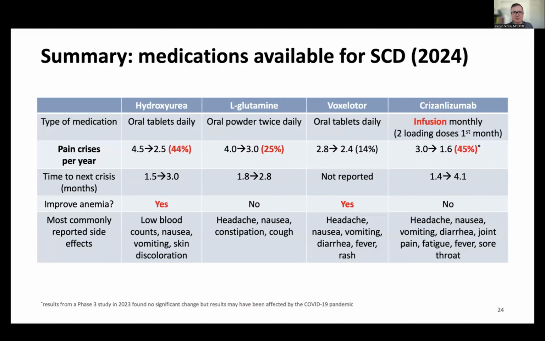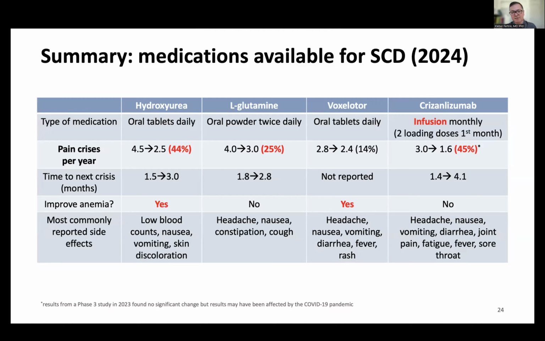This is a brief summary of the medications that we use, and I like to go back to this table when I'm trying to think about whether I want to improve anemia, whether the patient needs to improve pain crisis, or both. So that helps me combine or choose what's the next best option. Of course, if the patient has a preference between oral or infusion, that also plays a big role.